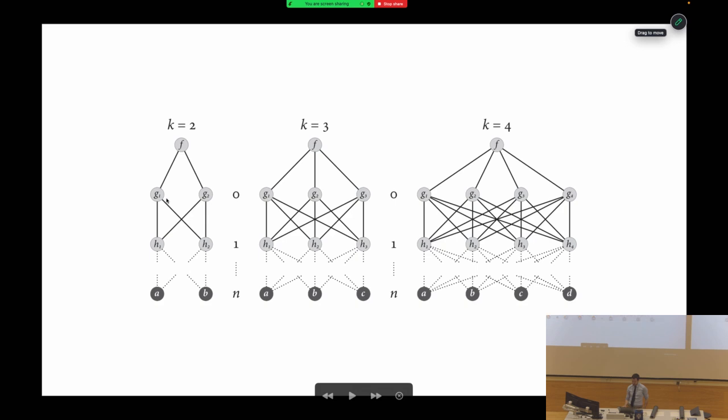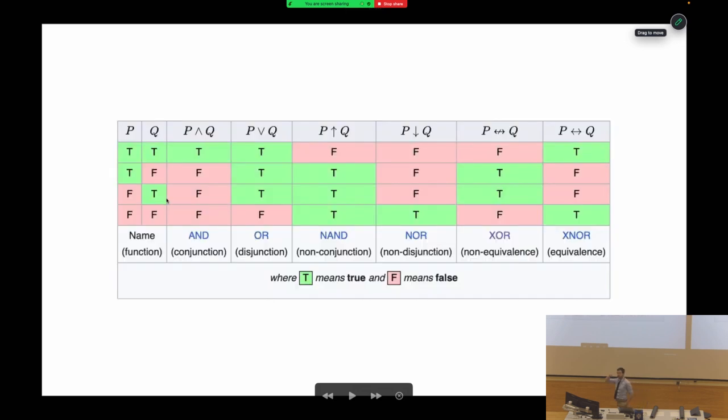So for k equals 2, there are 2 to the 2 to the k, so 2 to the 2 to the 2 equals 16 Boolean functions. Here are some of them. Here are our inputs, and here we've got the AND function, the OR function, the exclusive OR function.